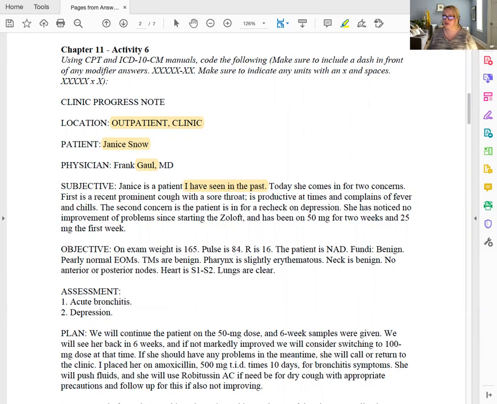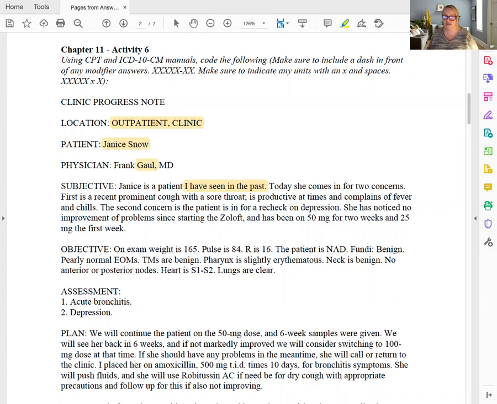Today, she comes in for 2 concerns. First is a recent prominent cough with sore throat. It is productive at times and she complains of fever and chills. The second is that the patient is in for a recheck on depression. She's noticed no improvement of problems since starting the Zoloft and has been on 50 milligrams for 2 weeks and 25 milligrams for the first week.